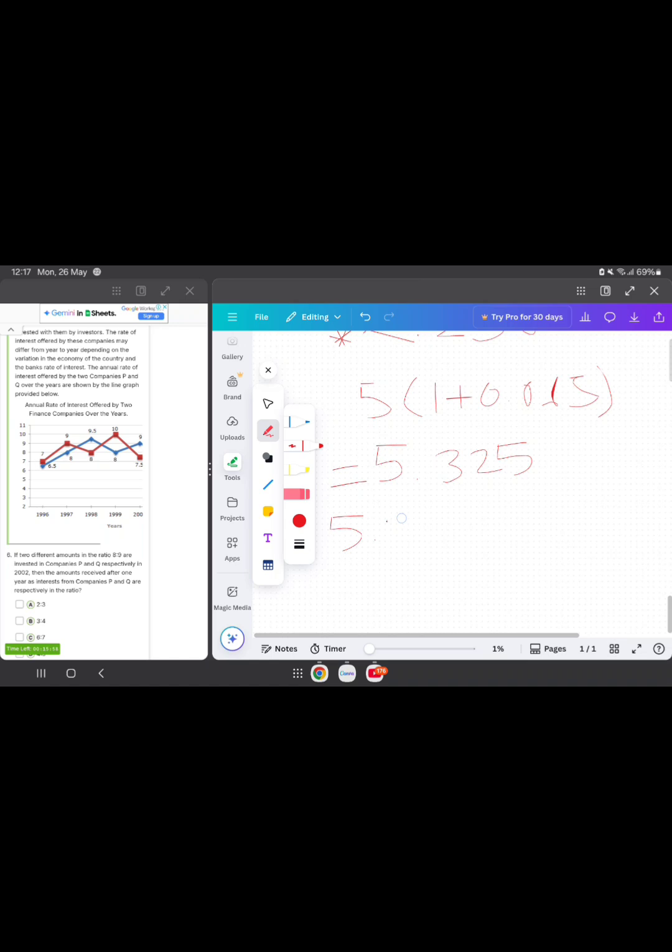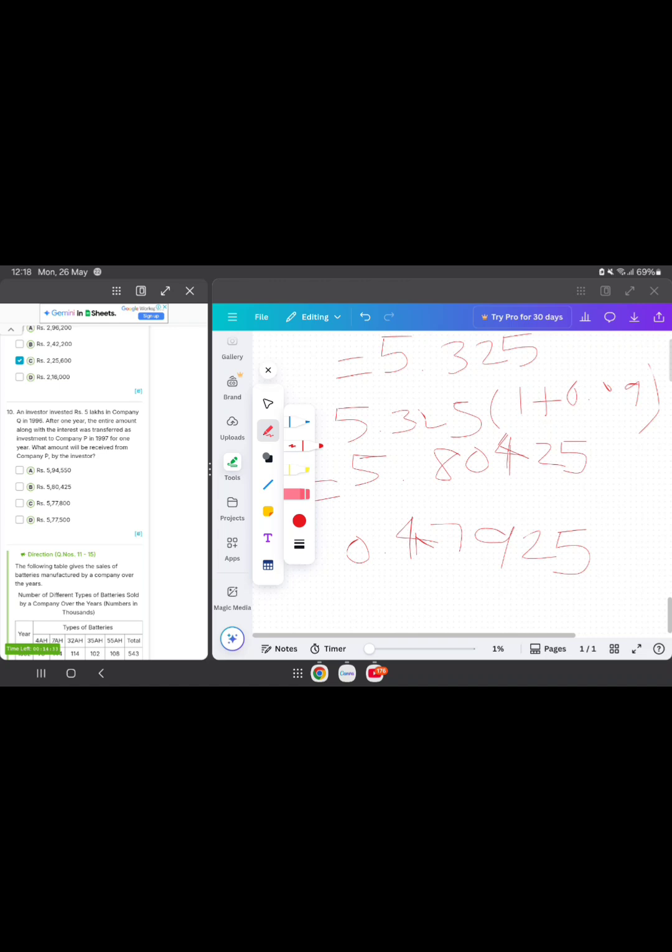So we have 5.325 times 1 plus 0.09, which gives us 5.80425. Okay, and then the amount received from company P by the investor will be 5.80425, which is option B.